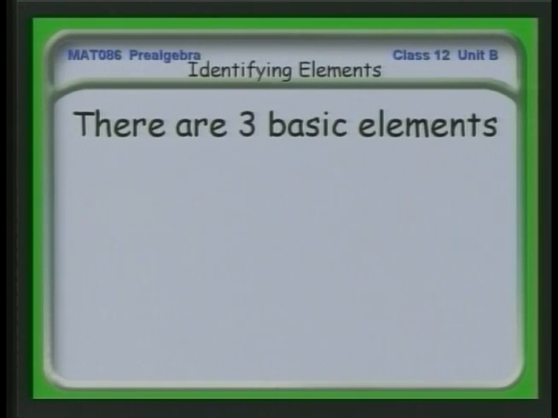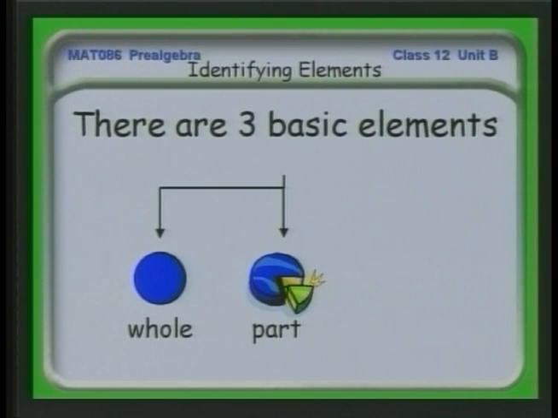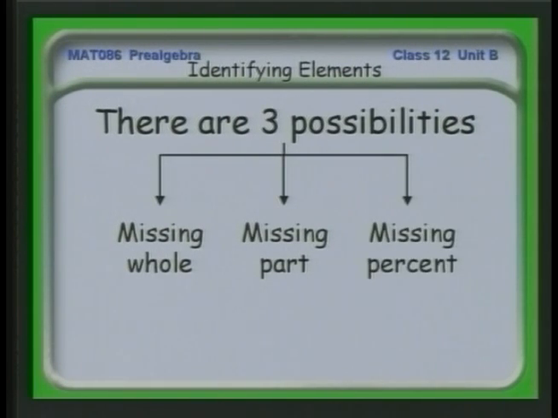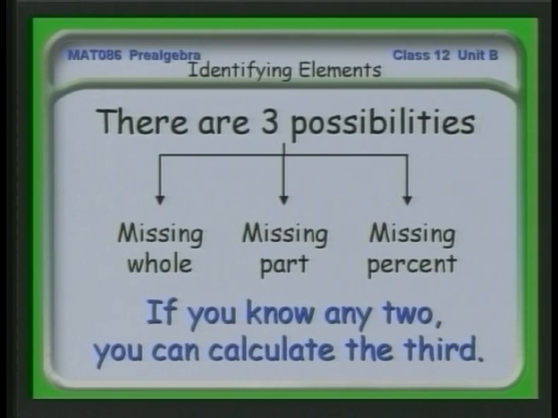There are three basic elements that we look for. We have the whole thing, we have the part, and then we have the percent. These things are related to each other. If we know any two of these, we can get the third, and there are three possibilities. There could be a missing whole, or a missing part, or a missing percent. We could have any one of those three things, but then we have to know the other two. If you know two, we can go and get the third.